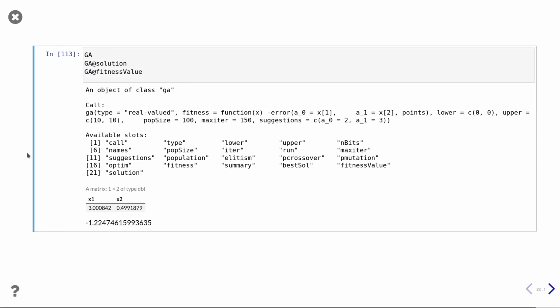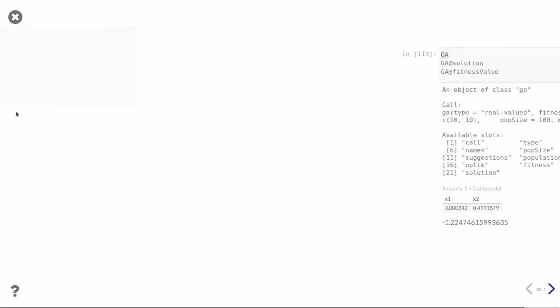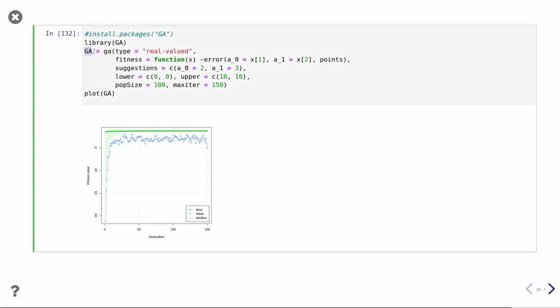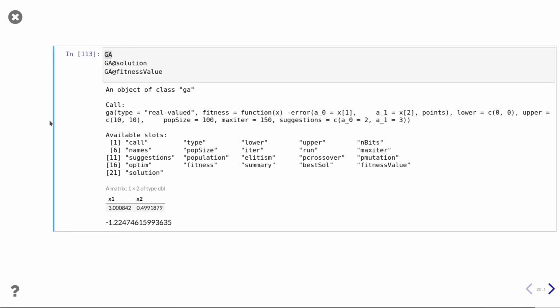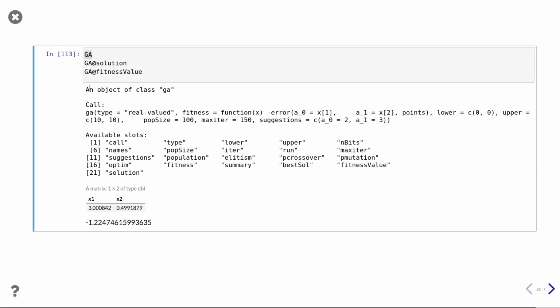Let's see what the solution looks like. So if I look at GA, sorry, I should point this out here. I've put the solution in this variable GA. So GA is an object of class GA. So when I issue this command, it's just showing me what's happening. And this is a summary of what happened when you call the function. So the call was with these arguments and available slots.